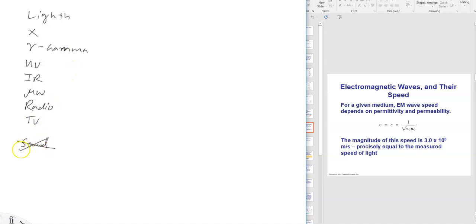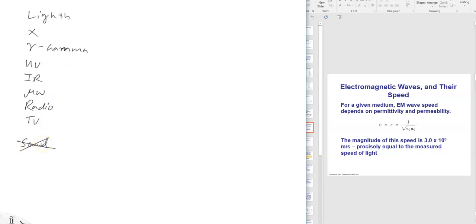The speed of this radiation. Now electromagnetic radiation can be visible light, can be X-rays, it can be gamma rays. This is gamma. It can be microwave, ultraviolet, infrared, microwaves, radio waves, TV signals, all these electromagnetic radiation. Now remember, sound is not part of this, right?